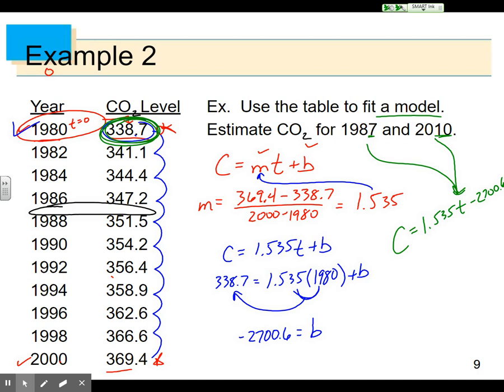So we're going to pause the video. We're going to try to pause the video, and then we're going to plug both those in, come back and see if you get what I got for the CO2 levels. So go ahead and hit pause.